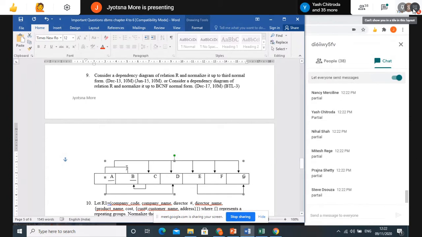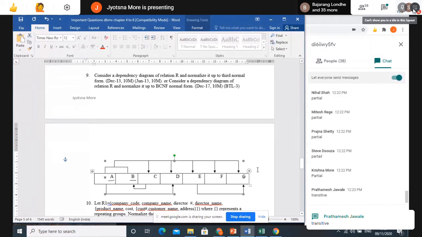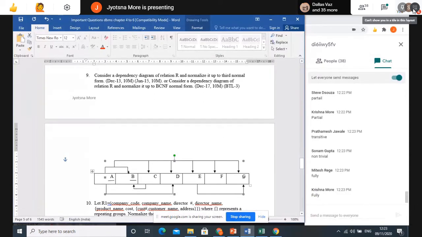This one, AB determining all this. No, AB determines D is done. My next question is AB determining C, D, E, F and G. So it is non-trivial. Fully. That is the correct answer. Complete key, candidate key is determining something. So it is a fully functional dependency.